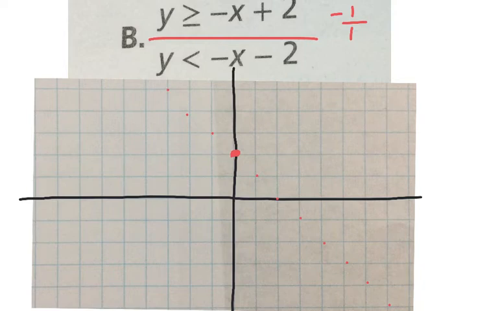Okay, what kind of line should I have here? It should be solid, because it has an equal to sign.